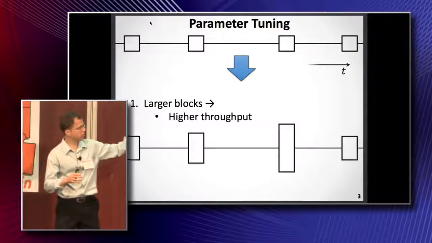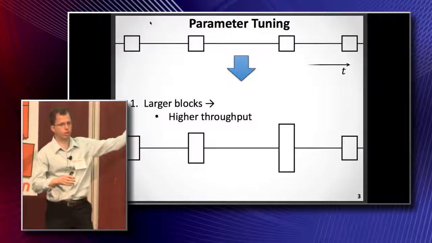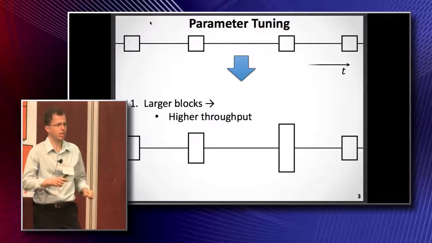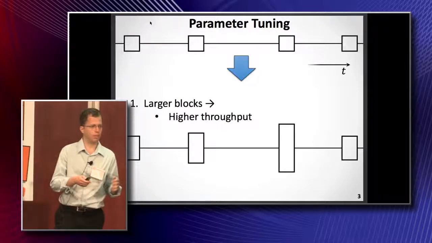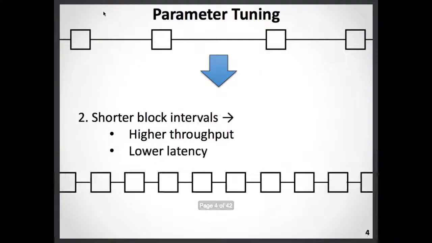In all the plots here, I'll have time going from left to right, and these are blocks in rectangles. So what can we do? We can have larger blocks, and that will give us better throughput. Seemingly, we can have shorter block intervals, and so we will get better latency. Transactions will come in quickly, faster onto the chain, and we'll have better throughput.